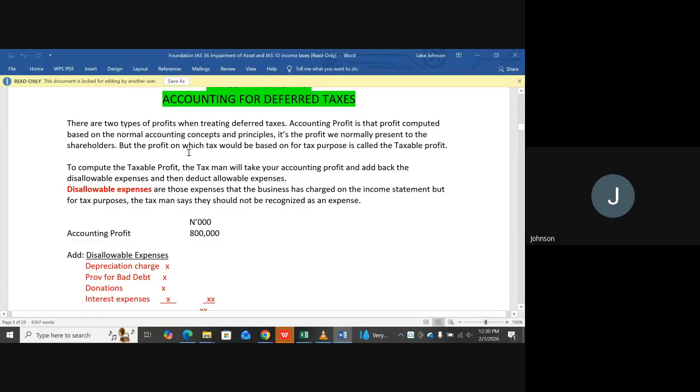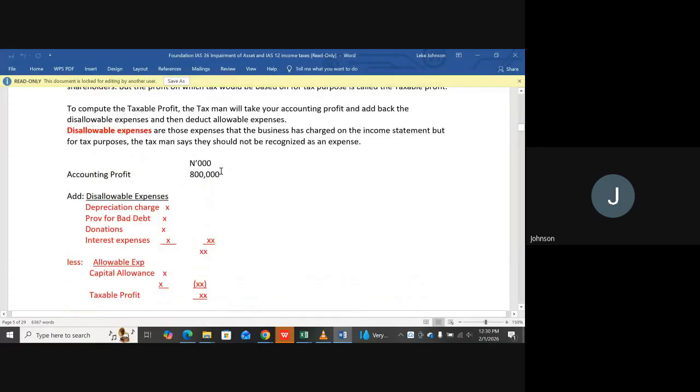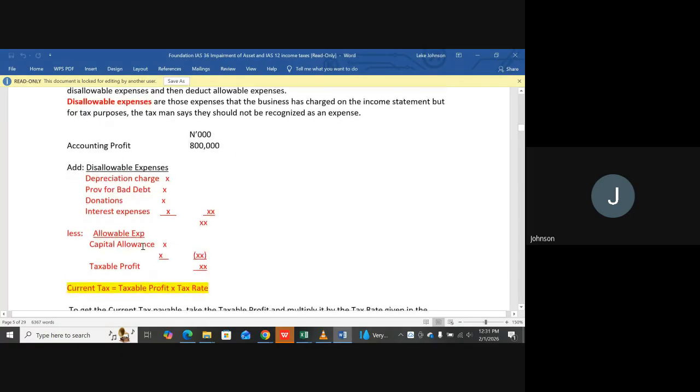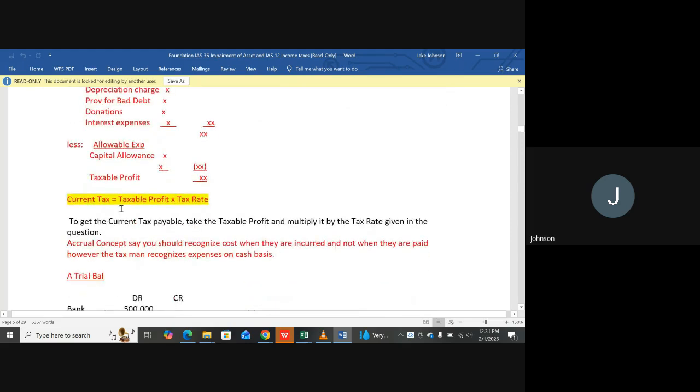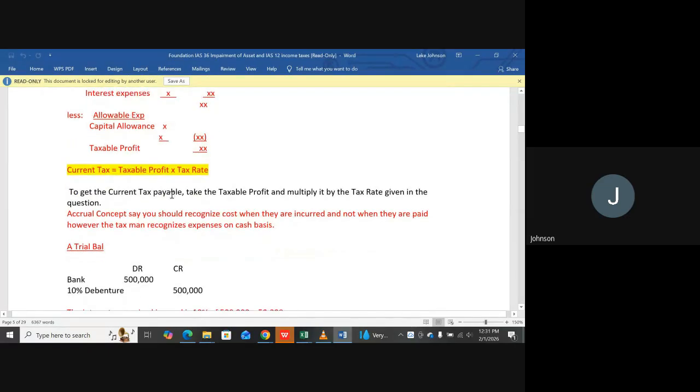We have accounting profit. We also have the taxable profit. I also showed us all these plays yesterday. The accounting profit, and then the tax man will take your accounting profit and use it to get the taxable profit. We also said that to get the current tax, you need to multiply profit by tax rate. We looked at that yesterday as well.